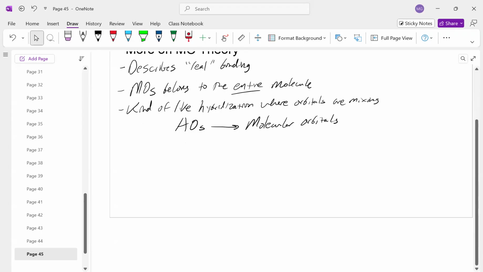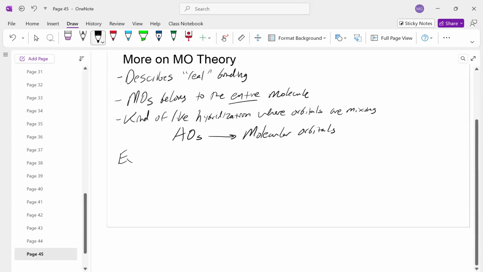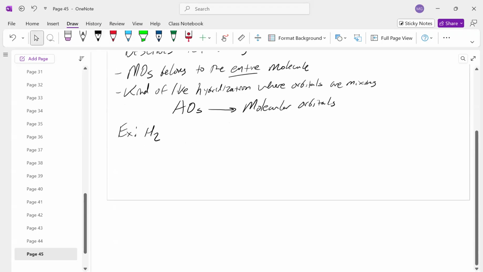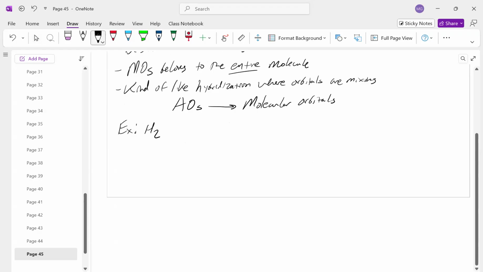I'm just going to look at how we describe diatomic elements. Let's start with the simplest one, hydrogen, H2. What we're going to do is take the atomic orbital of one hydrogen, that's a 1s, with its one electron, and merge it with the 1s orbital of the other hydrogen atom. Now, like hybridization, however many orbitals you put in, that's how many you get out.